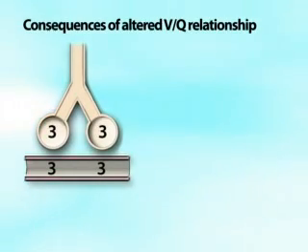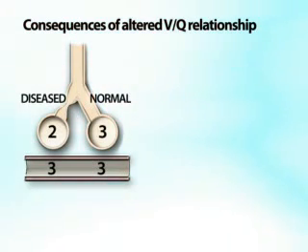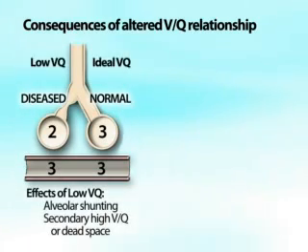Since the lungs are composed of millions of interconnected respiratory units, a single respiratory unit affected by a disease can affect the other respiratory units by diverting the ventilation that is supposed to be for the diseased respiratory unit to the normal respiratory unit. This low VQ results to an increase in alveolar shunting, which eventually gives rise to a secondary high VQ or alveolar dead space.